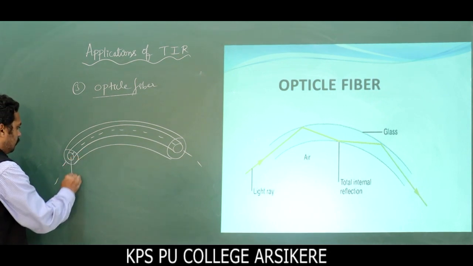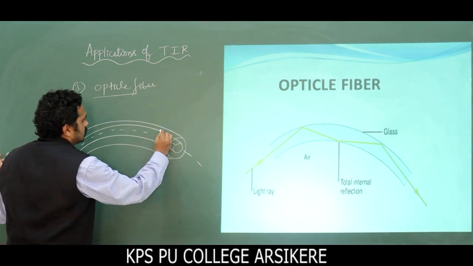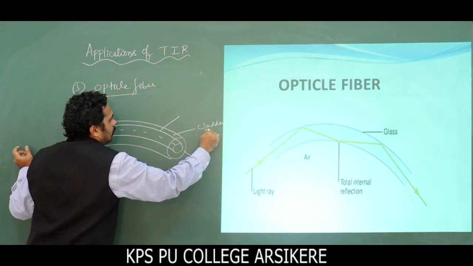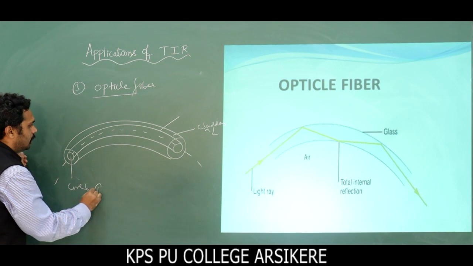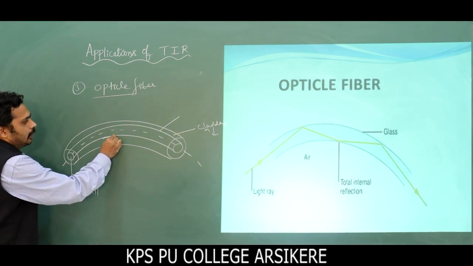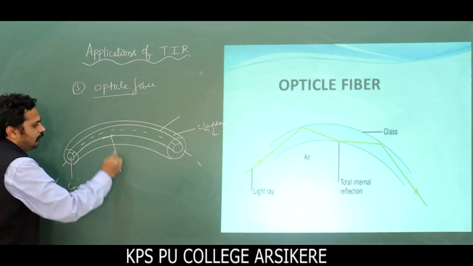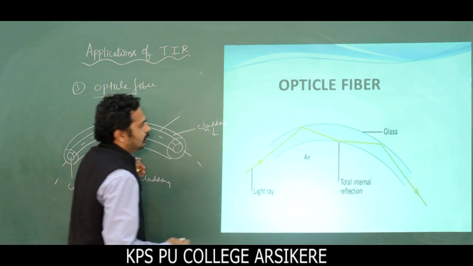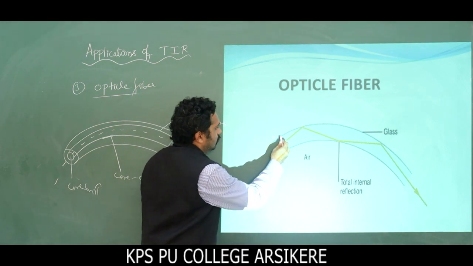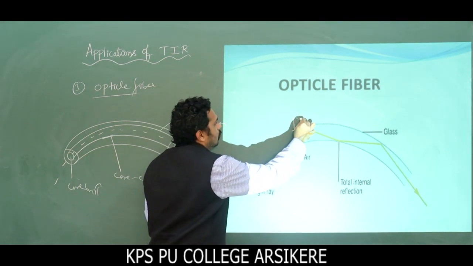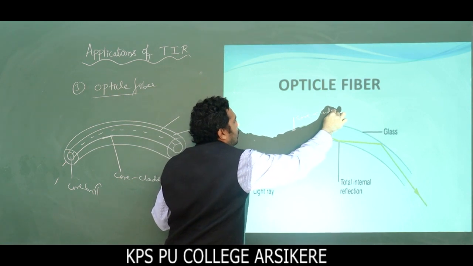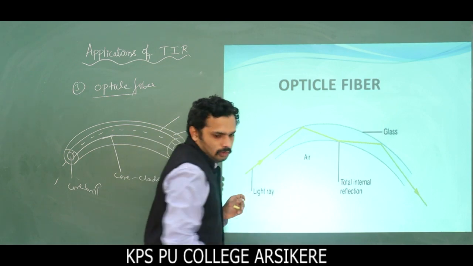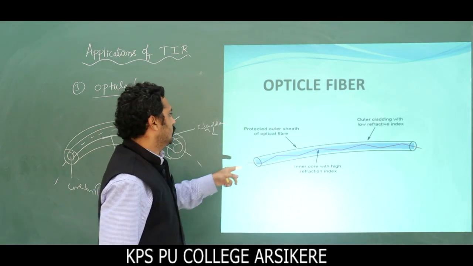Now the inner part we call core. This is the core. This is the cladding. This is the less refractive index. This is high refractive index. This interface or surface is called core cladding surface. So this is what? This is core. This is cladding. This surface is called core cladding interface. Which interface? Core cladding interface. You got it? May I clear this? So look at here.